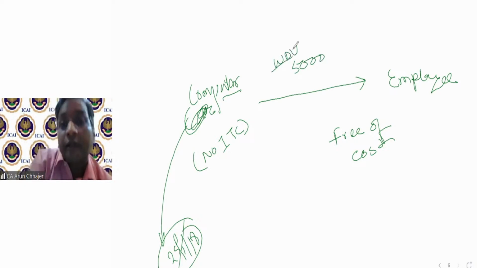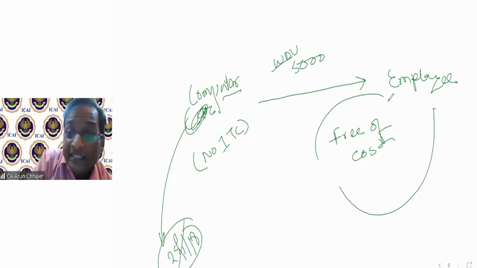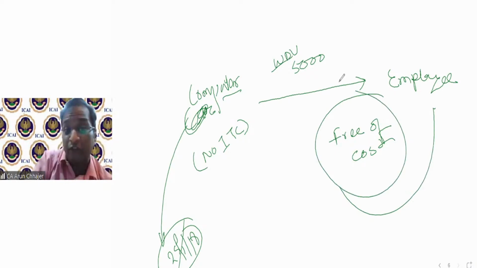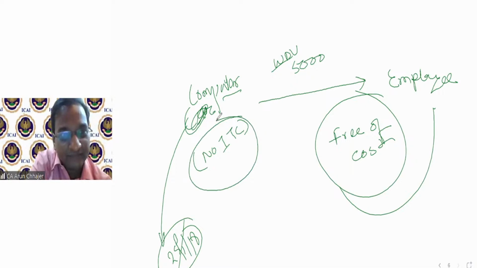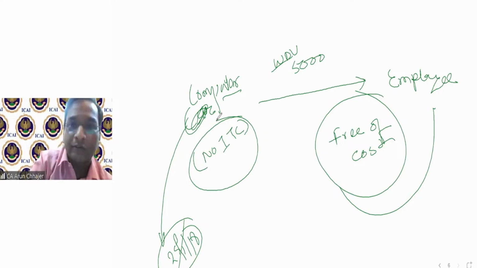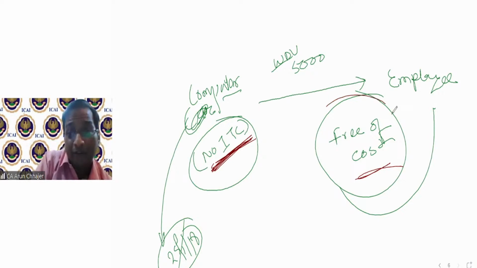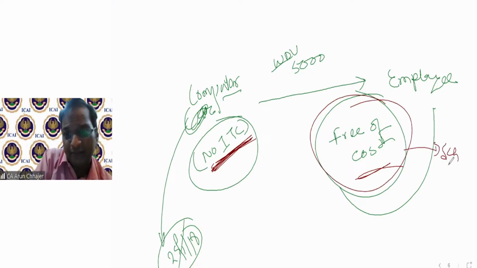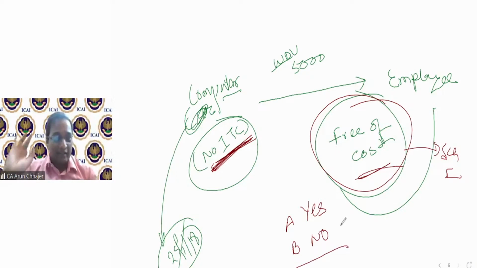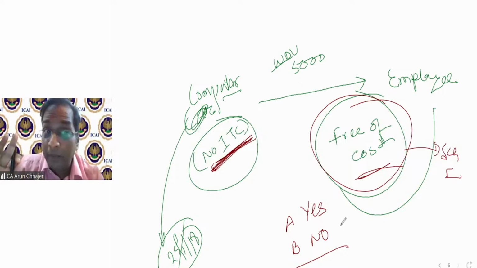I have given the computer to my employee, this time free of cost, and I have not taken the ITC. Please note, this time free of cost, but I have taken no ITC. Free of cost, Schedule 1. GST is leviable or not leviable? Yes or no? Just say yes or no.